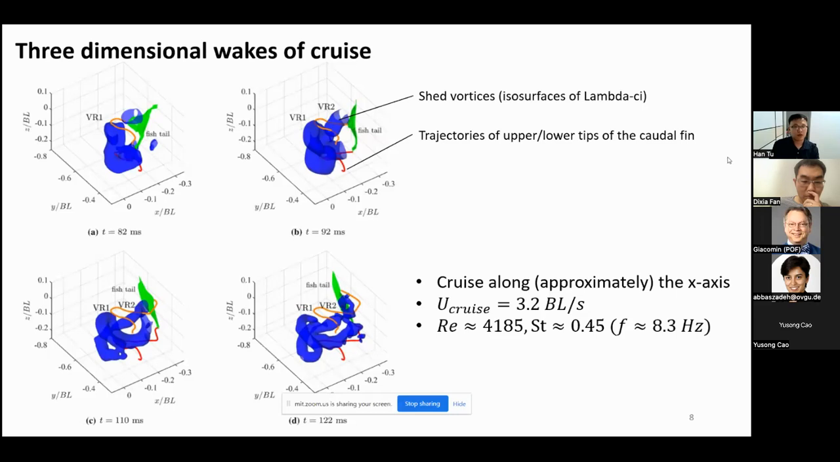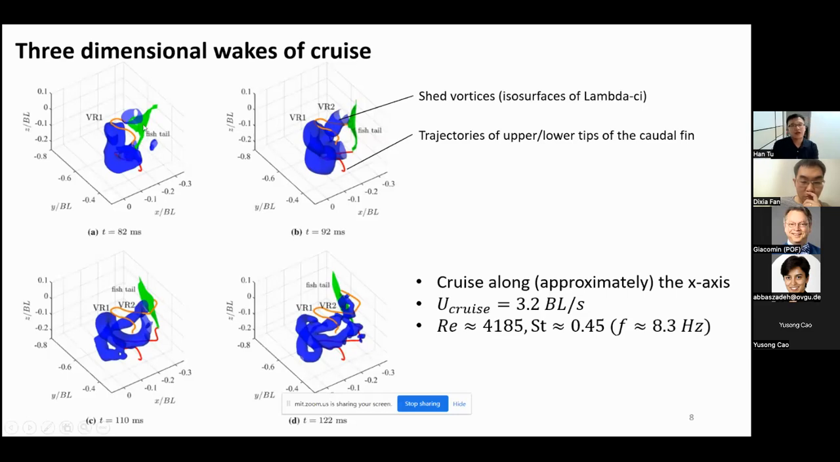So first, I'm going to show some instantaneous 3D wakes of the cruising zebrafish. If you do experiments with zebrafish, you will know that it is very hard to get the fish to do what you want them to do. So here we show one good typical case of the cruise.